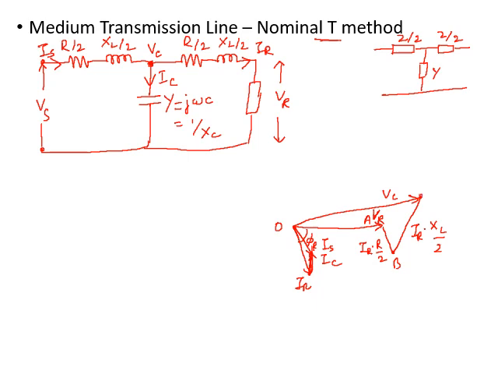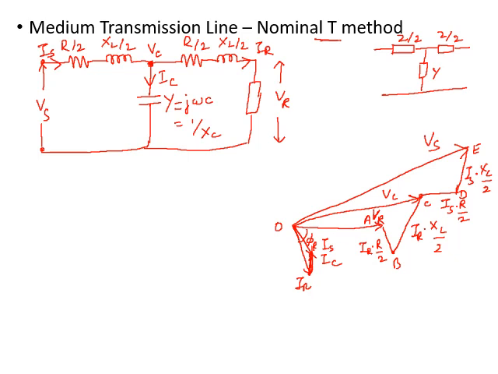Now again, if I consider this point as C, then from C draw the sending end loss due to the resistance. Then draw the sending end loss due to the inductive reactance. If I consider this point as T and here E, then join OE. So OE will give us Vs. So this is the phasor diagram of nominal T method.